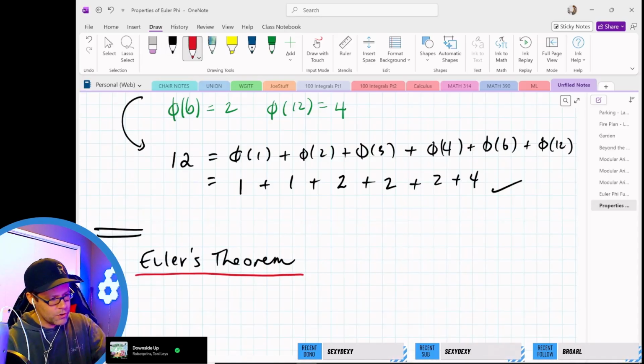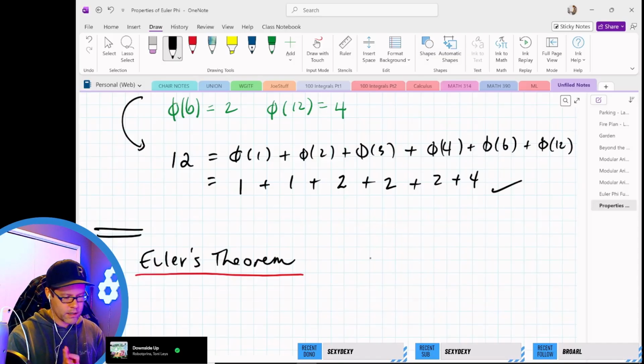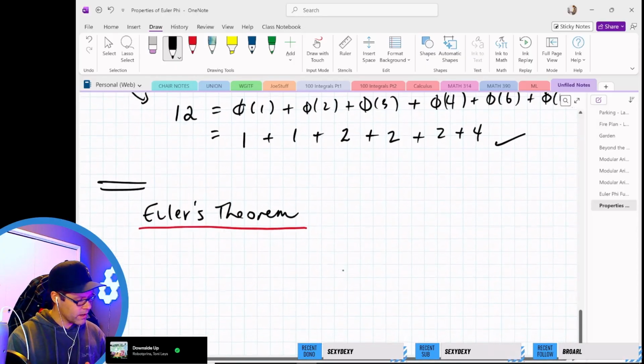Now, we're coming up to the two big boys for this particular lesson. We have Euler's theorem and then Fermat's little theorem. These are the two big theorems that I would say connect back to what we were looking at before, which is working in the mod arithmetic realm. So what does Euler's theorem say?